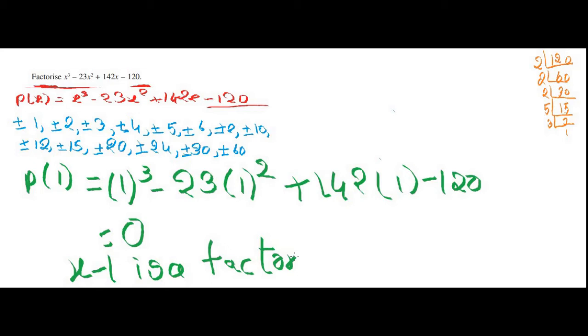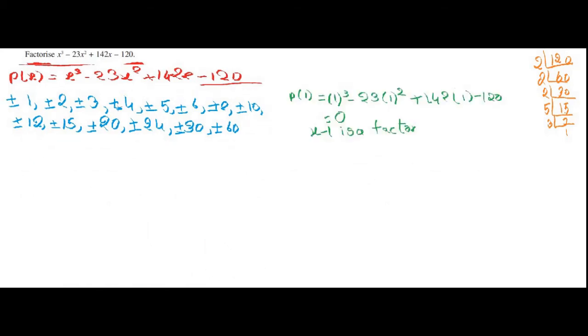So the next step is to divide the terms. Because, as we know, x minus 1 is a factor, we have to divide this term by x minus 1. So how do we do this? By the process of long division. We have already learned how to do long division in the previous exercises.